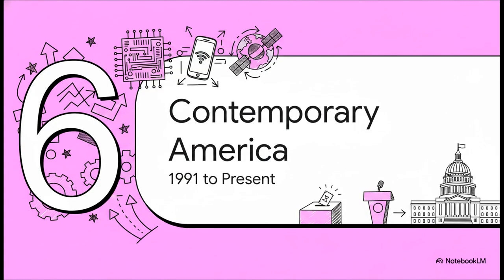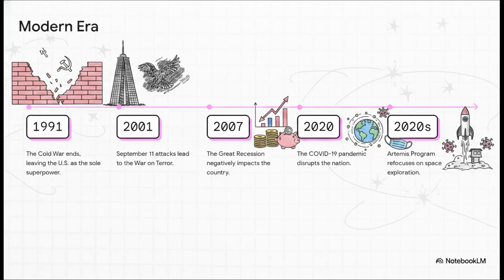Part 6. Contemporary America. Let's step into the modern era, right up into the mid-2020s. Following the end of the Cold War in '91, the U.S. became the world's sole superpower, but the trajectory stayed incredibly dynamic. The nation navigated the tragedy of September 11th, the economic shock of the Great Recession, and the massive disruption of the COVID-19 pandemic. Yet technological innovation continues to surge. In the 2020s, the Artemis program is literally aiming to establish a permanent base back on the moon.